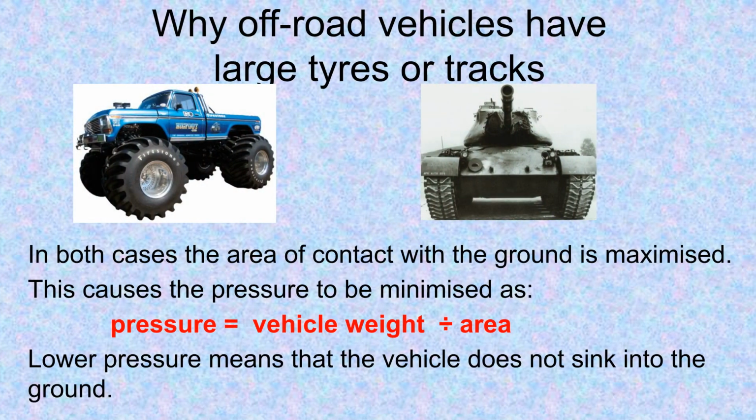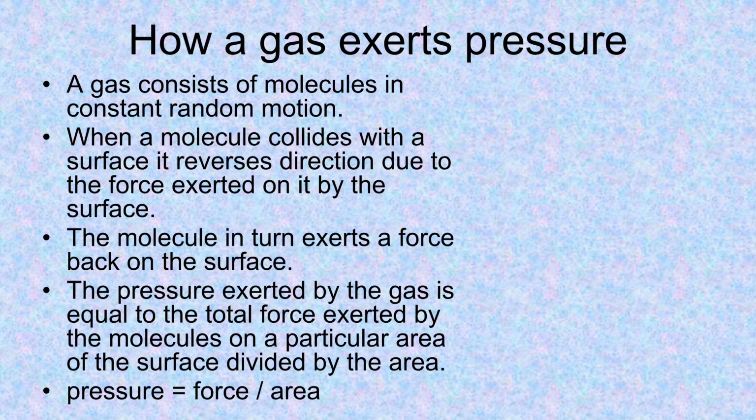For typical results, with a weight of 500 newtons and an area of 0.006 square meters, the pressure exerted is approximately 83,000 pascals. Off-road vehicles use large tires or tracks to maximize the area of contact with the ground, thereby minimizing the pressure. This prevents the vehicle from sinking into soft ground.